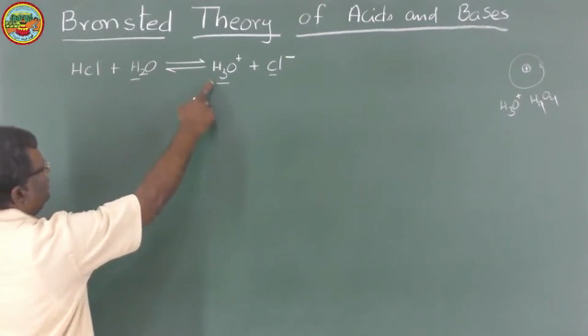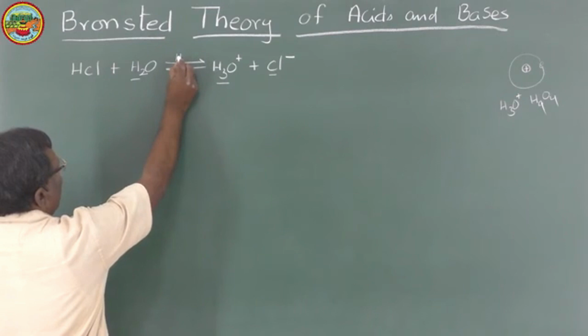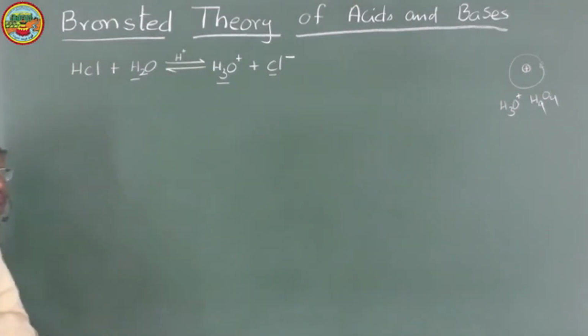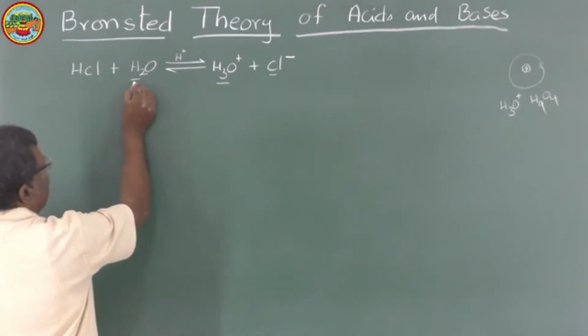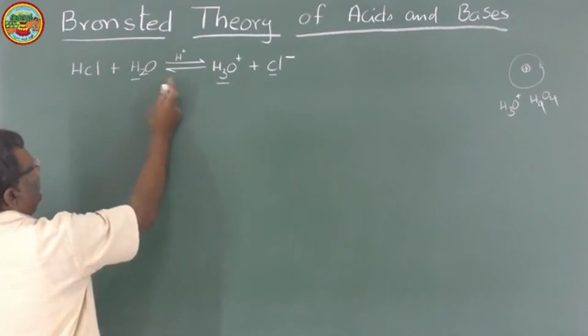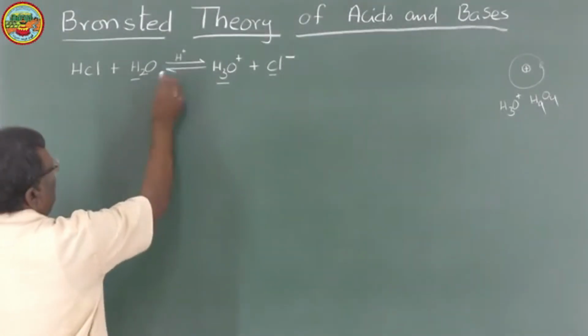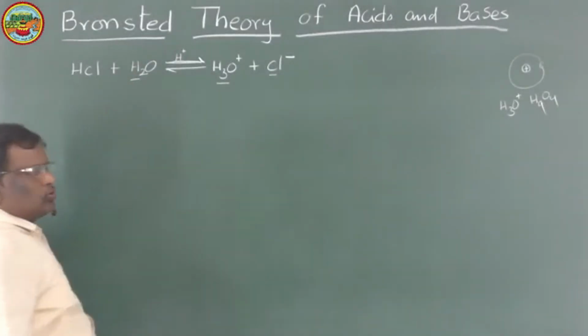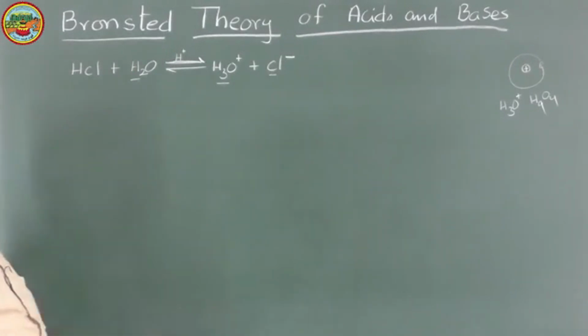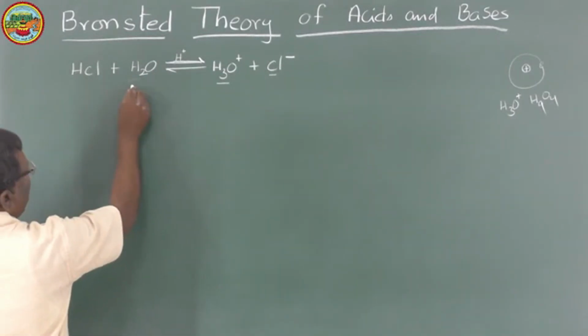Conversion of H2O into H3O plus will take place when one proton is added to it. H2O will convert into H3O plus only when H plus ion is added to it. So here in the forward reaction, H2O is accepting a proton. The species which accepts the proton is considered as a base.